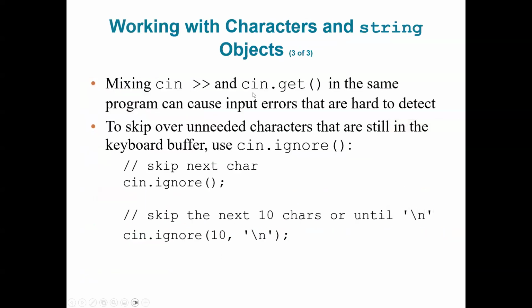Mixing cin and cin.get in the same program can also cause input errors that are very hard to detect. So to skip over unneeded characters that are still in the keyboard buffer, we can use the cin.ignore function. To skip the next character, we say cin.ignore. If you want to skip the next 10 characters or until newline, you can say cin.ignore(10, '\n'). That's the next line.